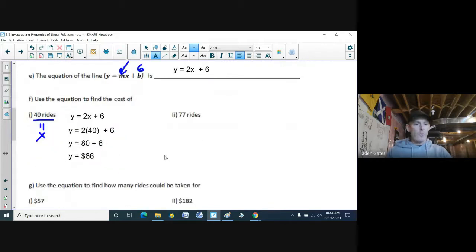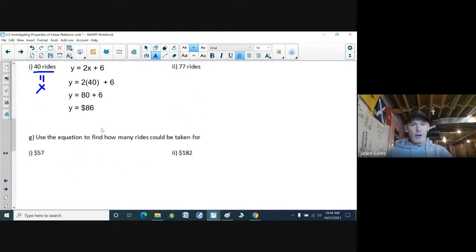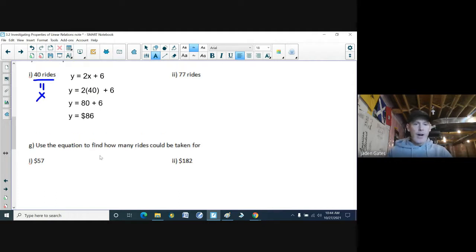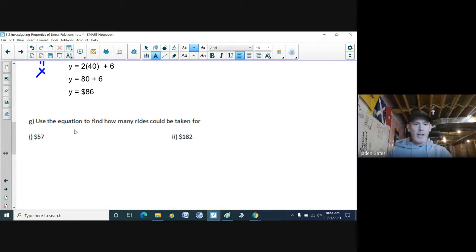We use the slope and we use the y-intercept to come up with the equation, and then we actually use the equation to find a word problem. All right, I'm going to go down to G here. Use the equation to find out how many rides could be taken for $57. All right, so again, I've got my equation. I'm going to write it down. Different question, but yet again, same scenario.